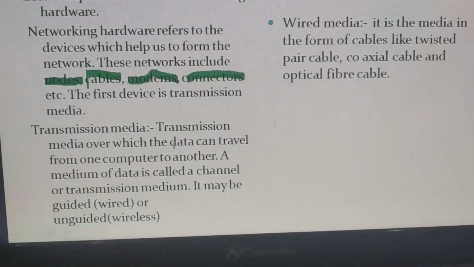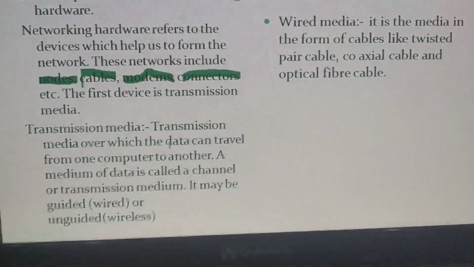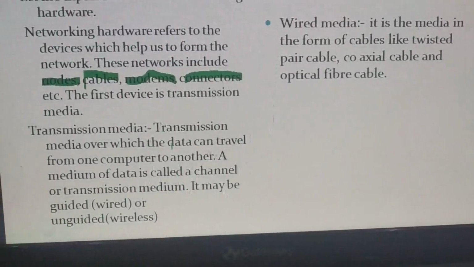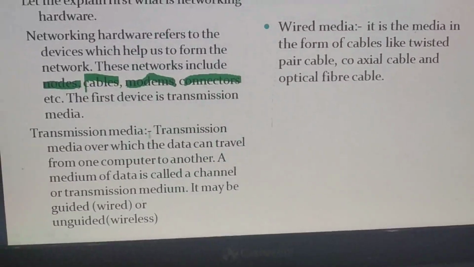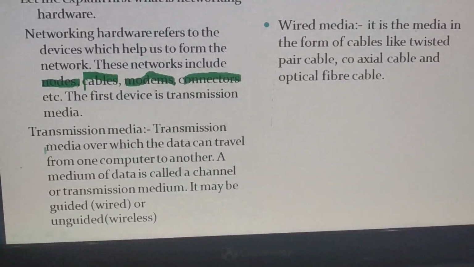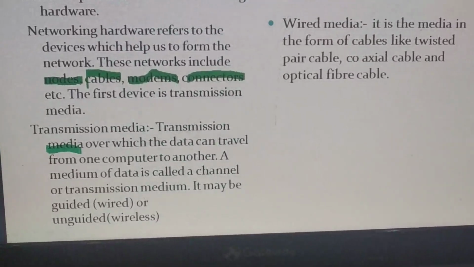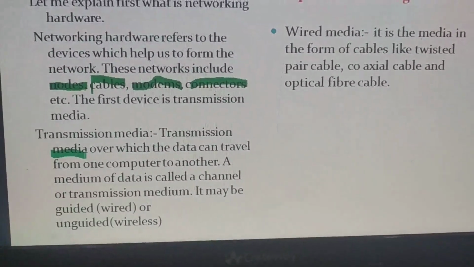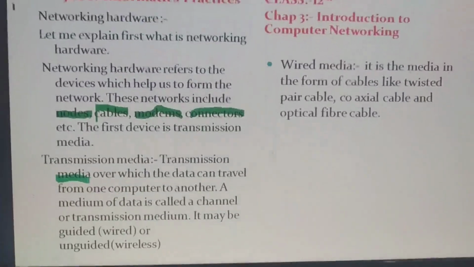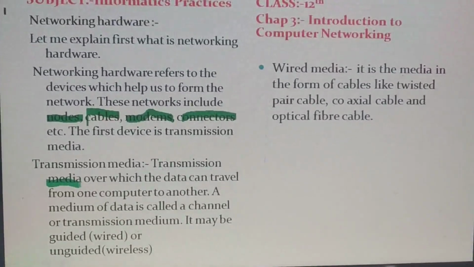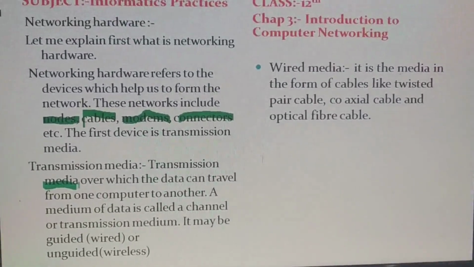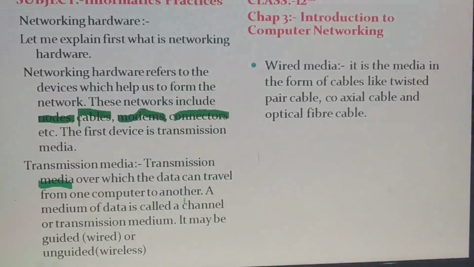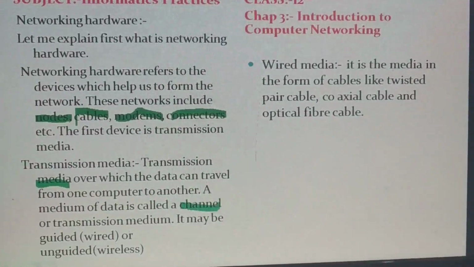Going to transmission media. Transmission media is the media over which the data can travel. That means from one network to another network, the media over which the data can travel is known as transmission media, because it helps to transmit the data. So a medium of data is called a channel. For example, we have a media, it can be a wire through which the data travels, and this media is known as a channel also.